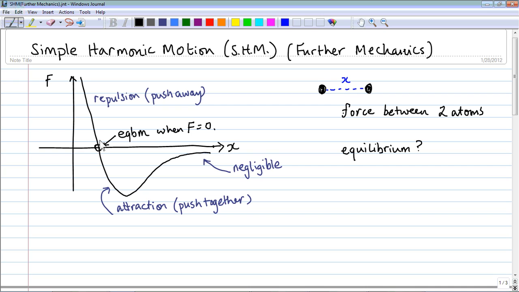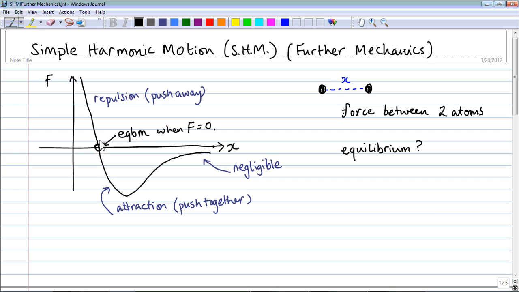If you have, I can't think of a good example, two copper atoms. Chemists will probably laugh at my description here, but two copper atoms put next to each other, at what distance will they be in equilibrium? Okay, maybe that's a stupid example, but anyway. So we have equilibrium here.